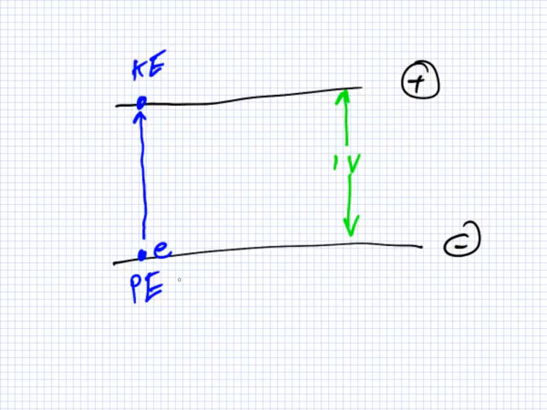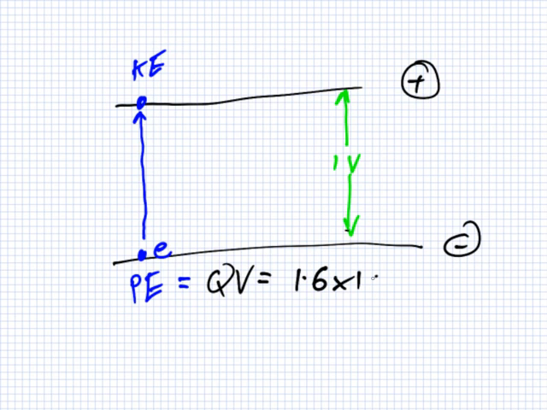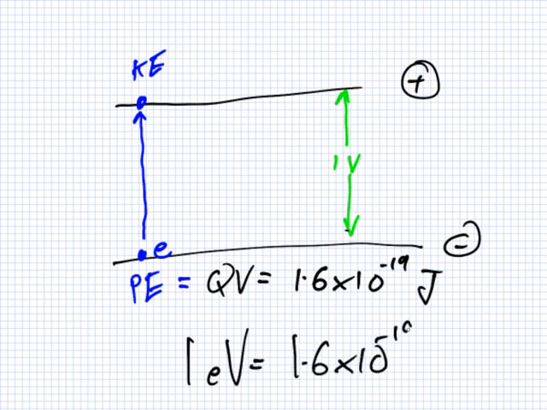So what's the formula for potential energy? QV. Do we know the Q? We do. It's an electron, isn't it? It's number 23. Do we know the V? We do. So if I put in the two numbers, we get this. A tiny amount of energy is 1 electron volt. So 1 electron volt is the same as 1.6 times 10 to the minus 19 joules.